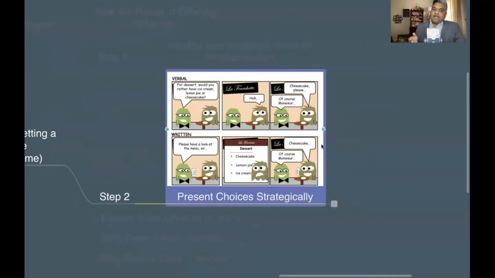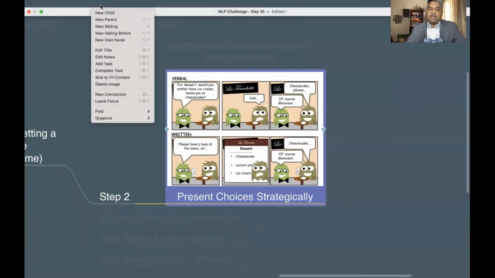For example, if you're going to have this conversation verbally, look at this example. For dessert, would you rather have an ice cream, lemon pie, or cheesecake? Cheesecake, please. And in the written one, the entire priority is overturned. The cheesecake comes first, then lemon pie and ice cream, and still the option that is chosen is cheesecake.